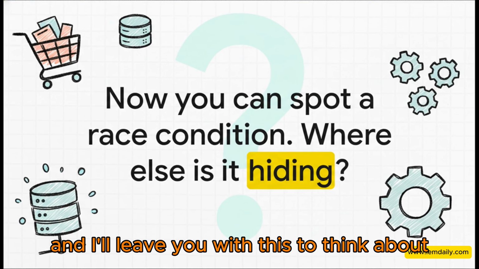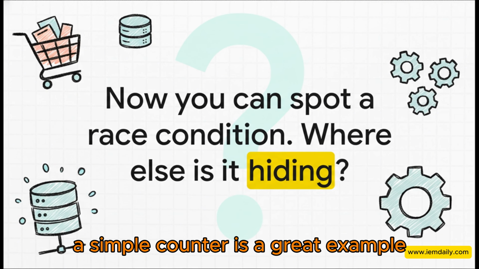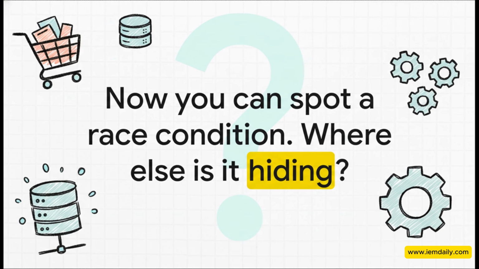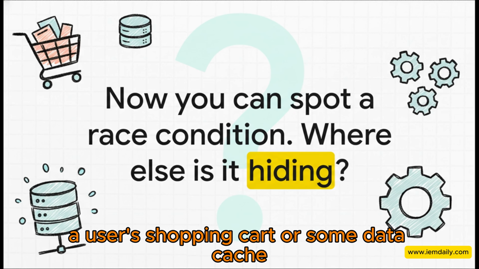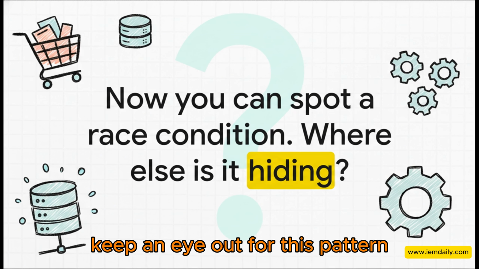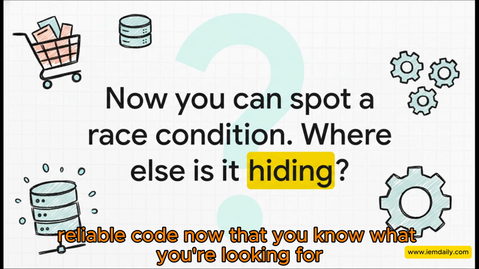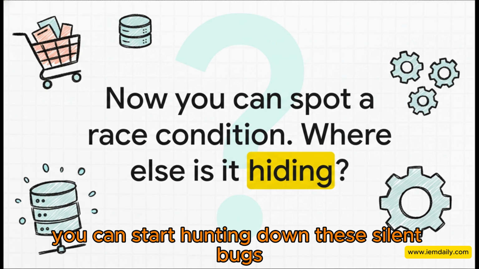And I'll leave you with this to think about. A simple counter is a great example, but this problem can be hiding anywhere you have data that's shared and being changed. Think about a settings object, a user shopping cart, or some data cache. Keep an eye out for this pattern, and you'll start writing way more solid, reliable code. Now that you know what you're looking for, you can start hunting down these silent bugs.